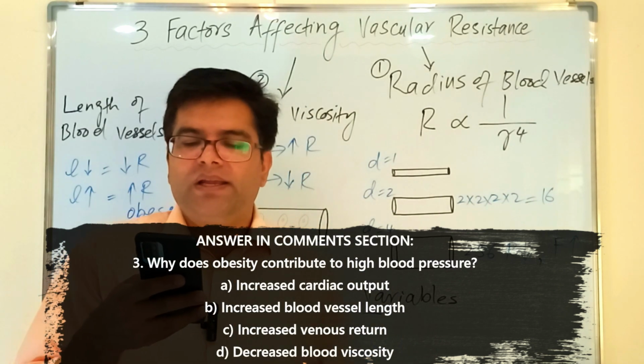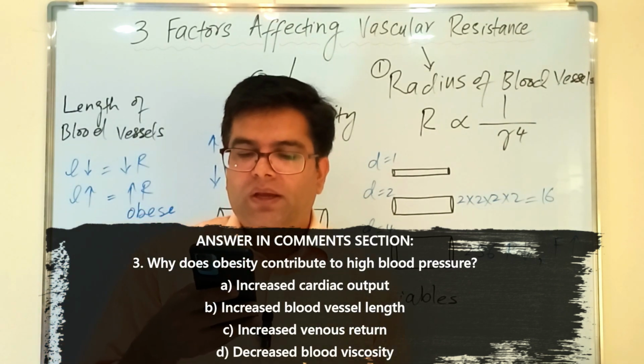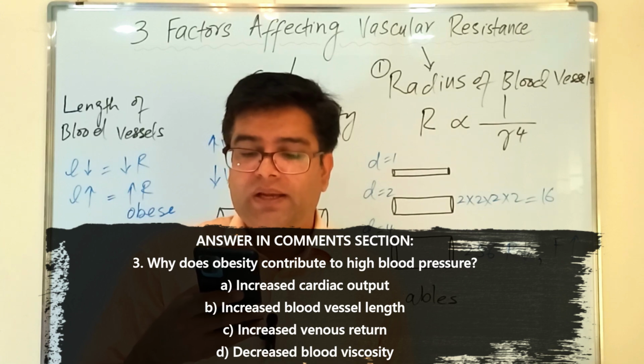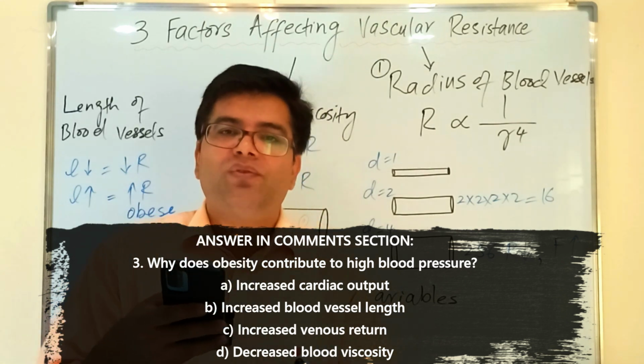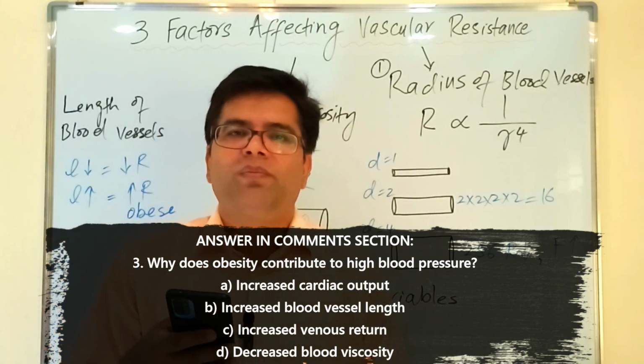And the last question, why does obesity contribute to high blood pressure? The options are A, increased cardiac output, B, increased blood vessel length, C, increased venous return, D, decreased blood viscosity. So you will have to answer this last question in the comment section.